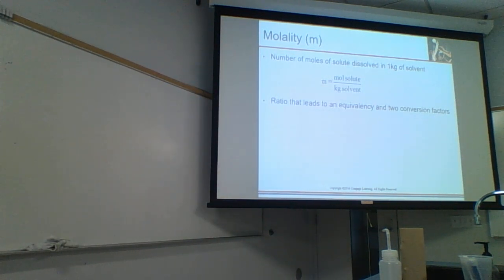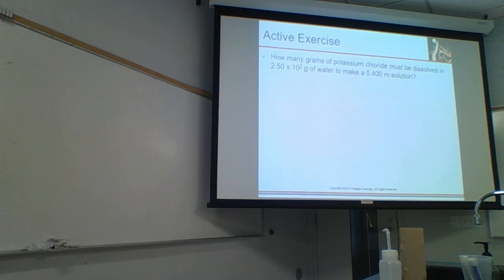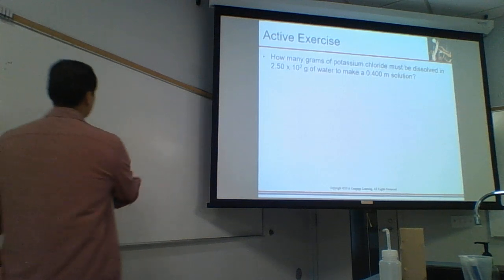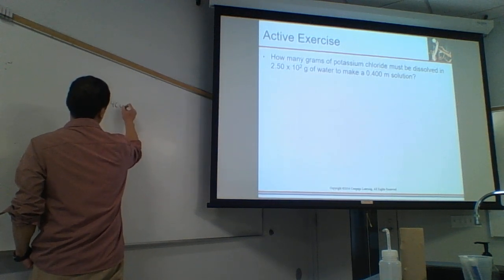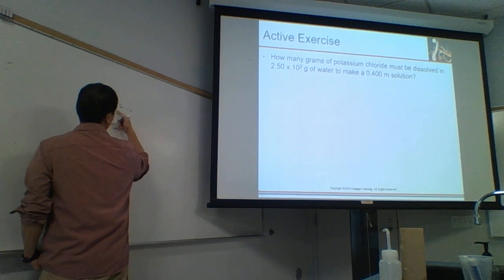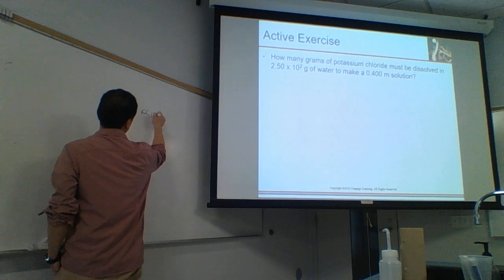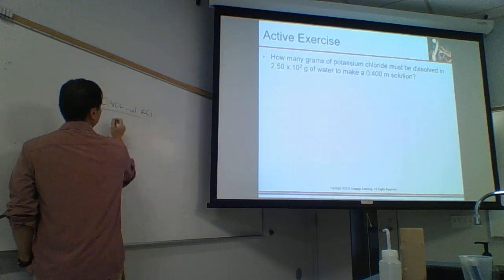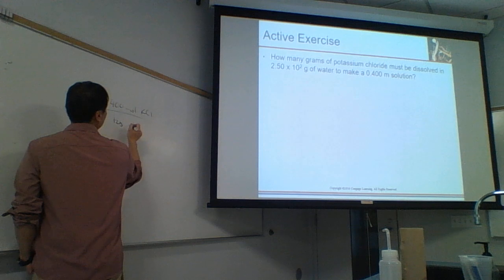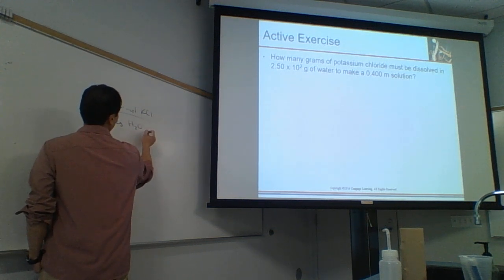So let's just look at a quick example here of molality. How many grams of potassium chloride must be dissolved in 250 grams of water to make 0.400 molal solution? So what we need to know is what is 0.400 molal? 0.400 molal would be 0.400 moles of pure potassium chloride, KCl, per kilogram of H2O, liquid.